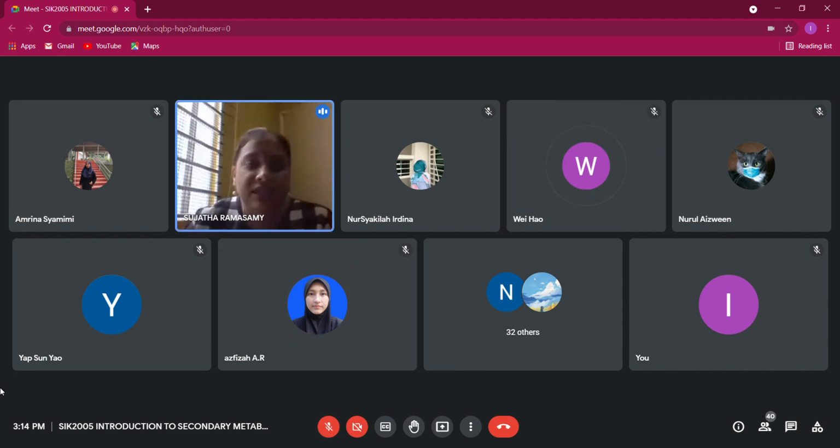Okay, kalau tak ada soalan, untuk kelas hari Rabu ni, saya akan update kemudian dalam WhatsApp, sebab Rabu saya ada mesyuarat pengurusan universiti.